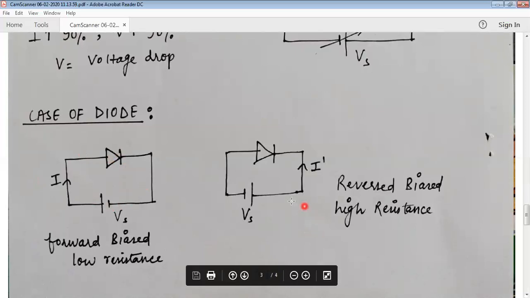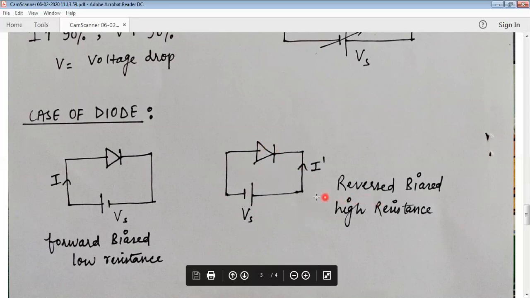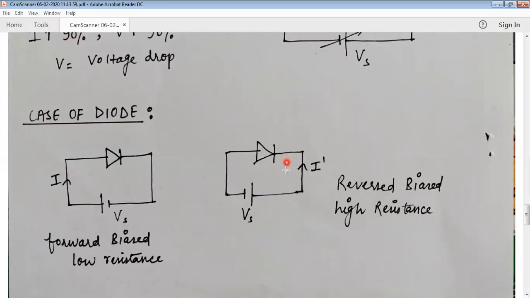Now let's change the polarity of Vs. If you change the polarity of Vs, then the negative terminal of the battery is connected to the positive side of your diode, and the positive terminal of your battery is connected to the negative side of your diode. This case is called reverse bias. During reverse bias, your diode acts as a high resistance, ideally an open circuit, and here the current will be zero.